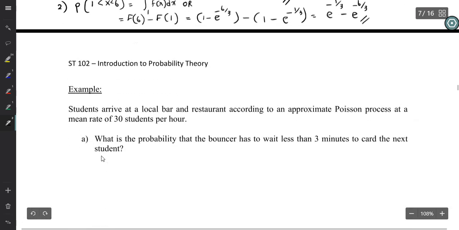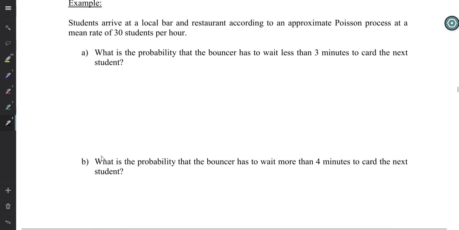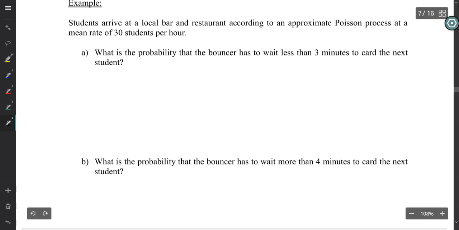Let's try another example. Students arrive at a local bar and restaurant according to an approximate Poisson process at a mean rate of 30 students per hour. Okay, you have to be very careful with the units. It says 30 students per hour. Now look at the probabilities you want to calculate. What is the probability that the bouncer has to wait less than 3 minutes to card the next student? Okay, you know the bouncer is waiting at the restaurant.